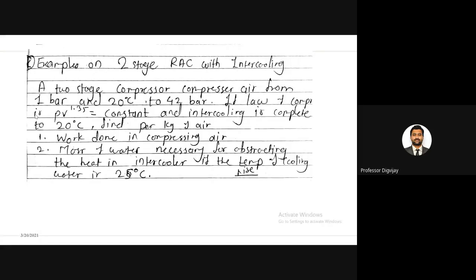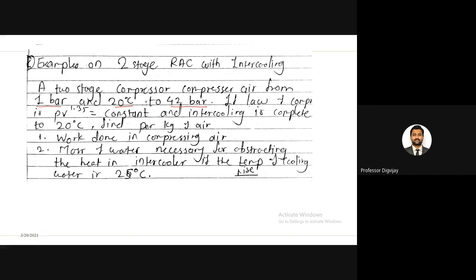So this is the numerical related to multi-stage, that is a two-stage reciprocating air compressor. I will read it. A two-stage compressor compresses air from 1 bar and 20 degrees Celsius. That means the suction air, the air which will come inside the compressor, its pressure is 1 bar and 20 degrees Celsius. 1 bar is generally atmospheric pressure, and it compresses to 42 bar. That is the beauty of multi-stage. In multi-stage you can achieve higher values of pressure. In single stage you can go only up to 10 bar, but if you want to go for 40 or 42 bar, you have to go for multi-stage.